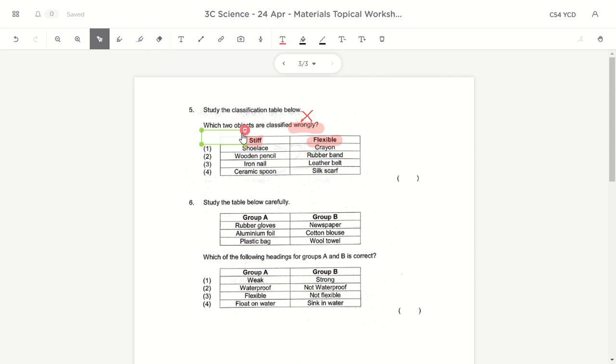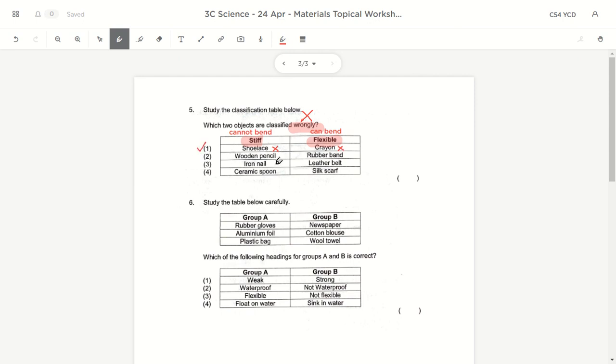So let's write down cannot bend. Stiff means cannot bend, while flexible means can bend. Let's put it up here so you can see. Stiff means cannot bend, flexible means can bend. So let's see which one is wrong. Shoelace is stiff? No, a shoelace can bend. Crayon is stiff, a crayon cannot bend. So they're wrong. So the answer looks like 1.